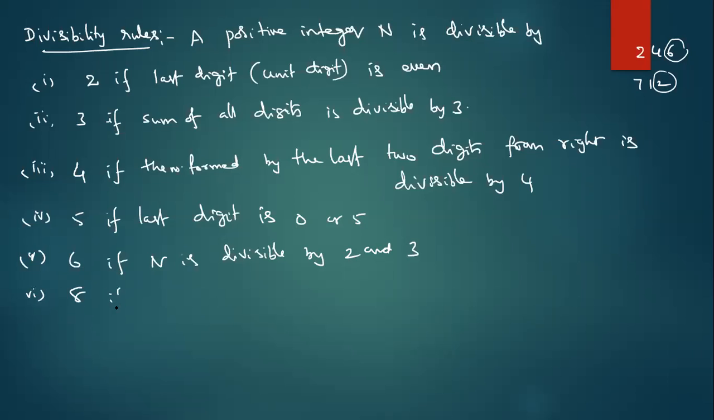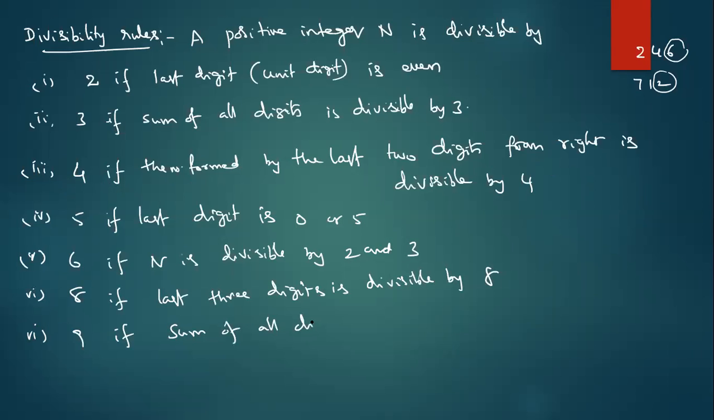8. The number formed by the last three digits should be divisible by 8. Like property number 4, formed by the last 2 digits from the right side. Like that. 9. What is the meaning of 9? The sum of all the digits should be divisible by 9.